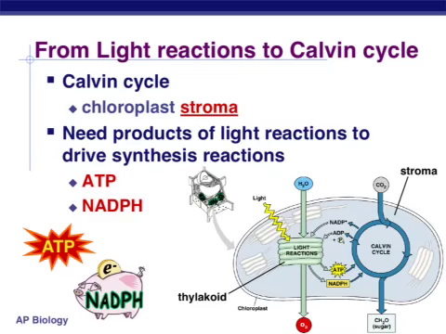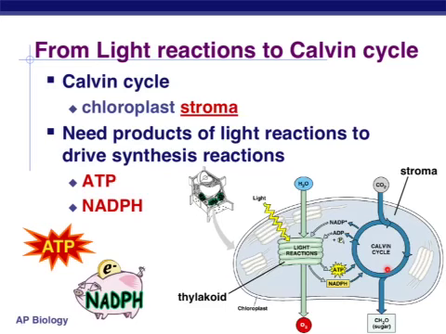So let's think about where all of this is going to happen. We're still in the chloroplast, but the Calvin cycle happens in the stroma of the chloroplast, so the liquid section of the chloroplast. Remember, light-dependent reactions happen in the thylakoids, and the Calvin cycle happens in the stroma, in the liquid regions. What do we need to start?